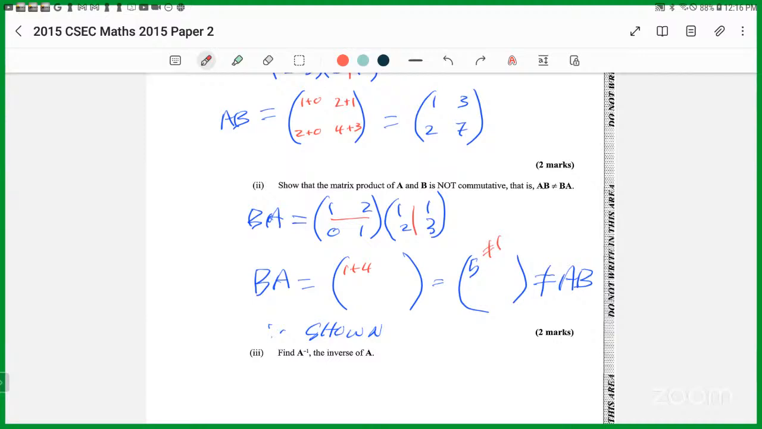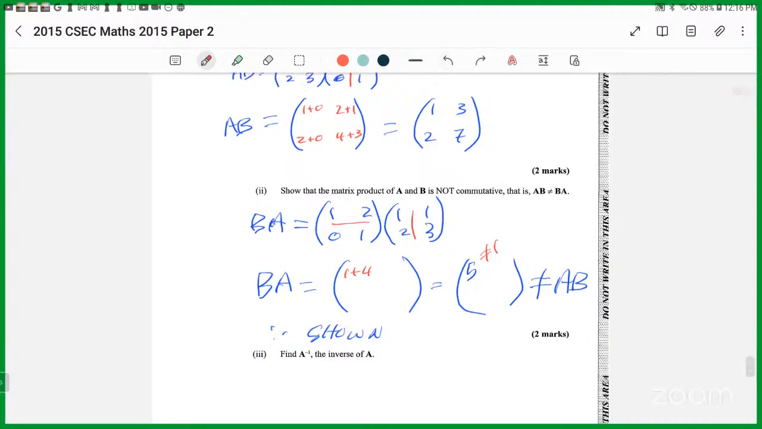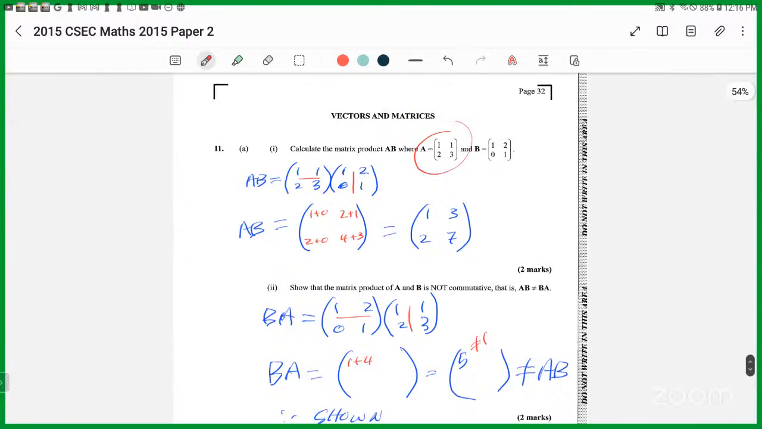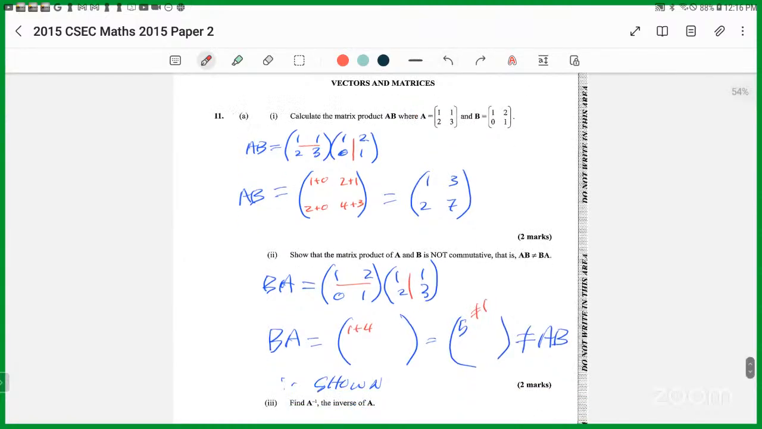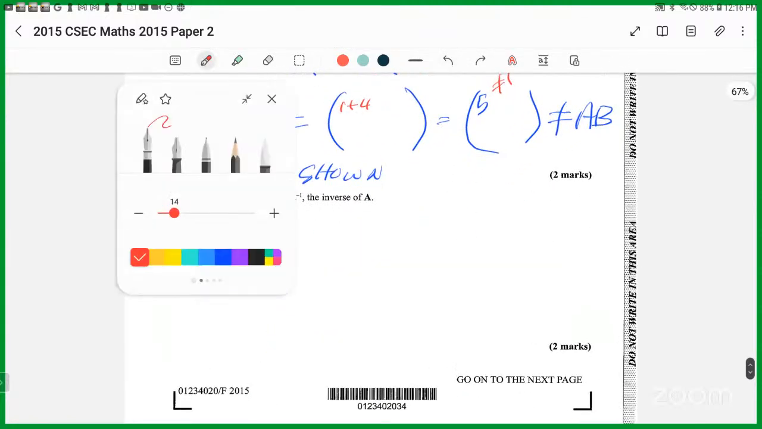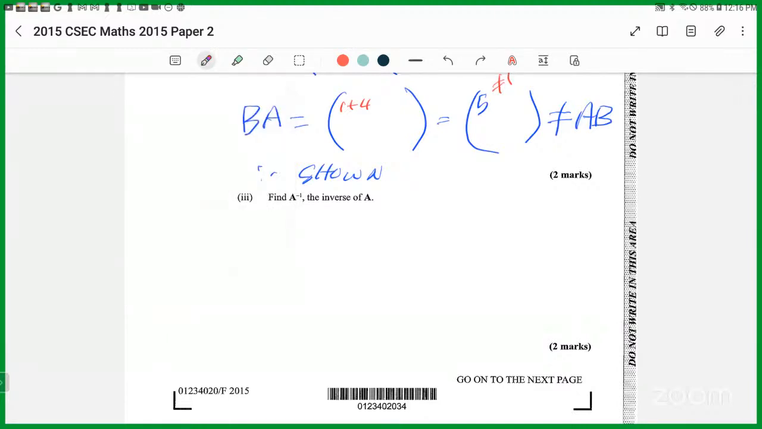It wants us to find the inverse of A. The inverse of this first one: 1, 1, 2, 3. So let's go. Let's choose a purple. A is a matrix 1, 1, 2, 3. And so we're doing A to the minus 1, which is 1 over the determinant of A times the adjoint of A.